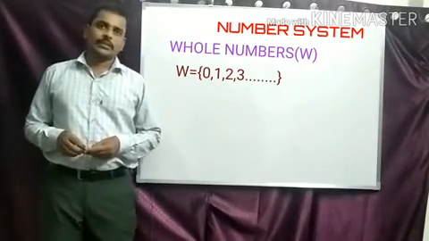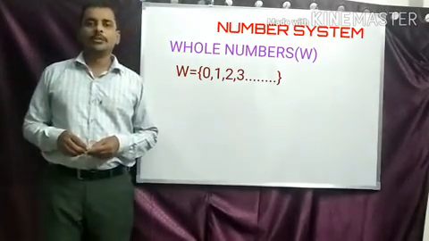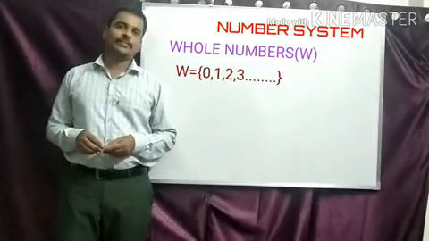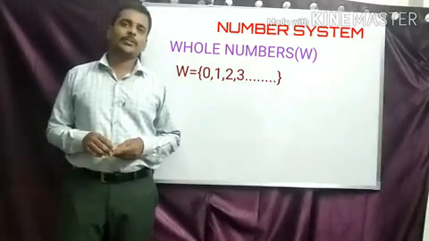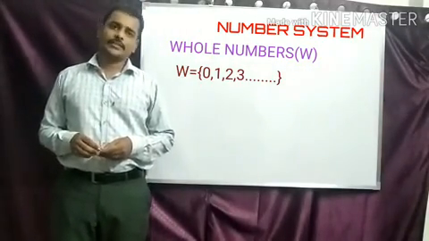Whole numbers. Natural numbers including 0 are called whole numbers. In whole numbers, the least whole number is 0. And the whole numbers are denoted by the letter W. And the greatest whole number we can't say.